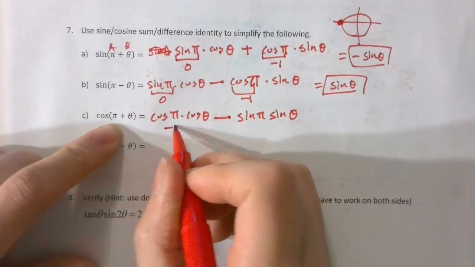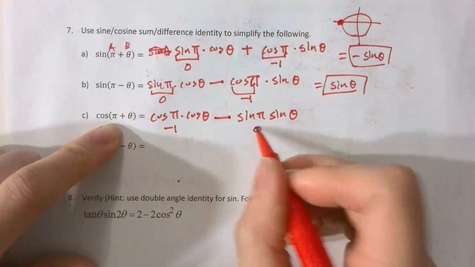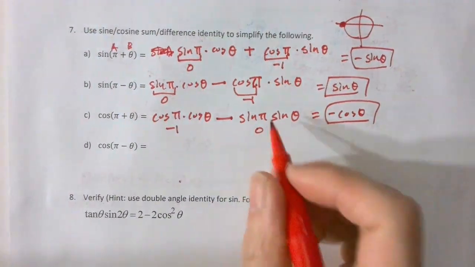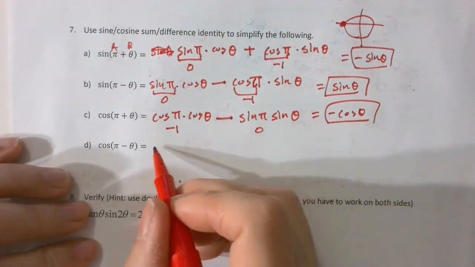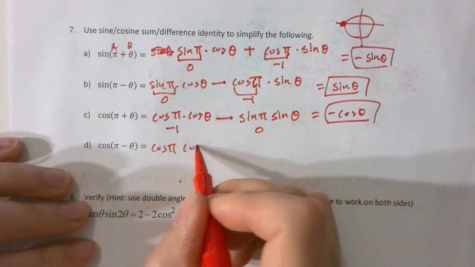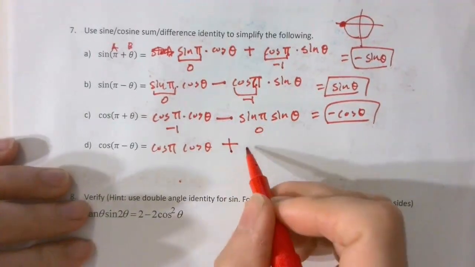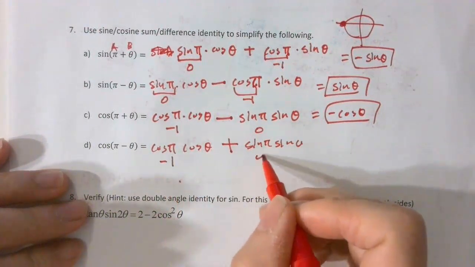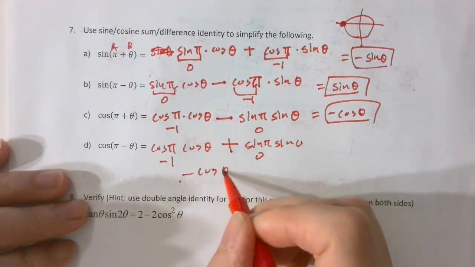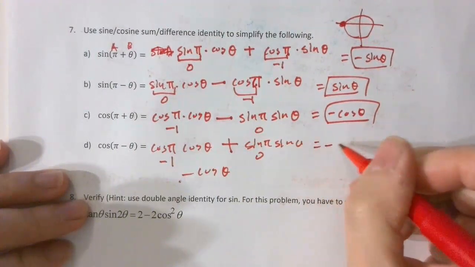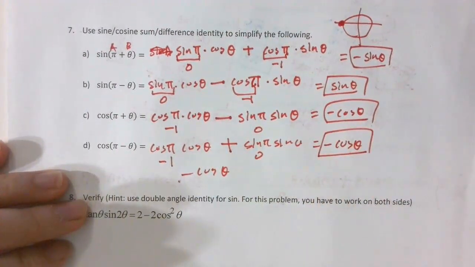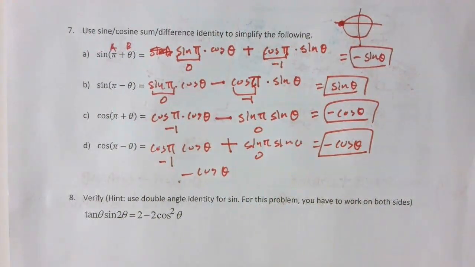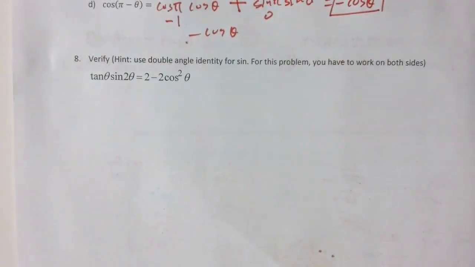Cosine of pi was what? -1. Sine of pi was 0, so I got negative cosine of theta, because that thing disappeared. What about here? Cosine of pi, cosine of theta, plus sine of pi, sine of theta. That's a -1, that's a 0, minus cosine of theta. Yep. That's interesting. These are the same. Okay, cool. Next, one more verification.